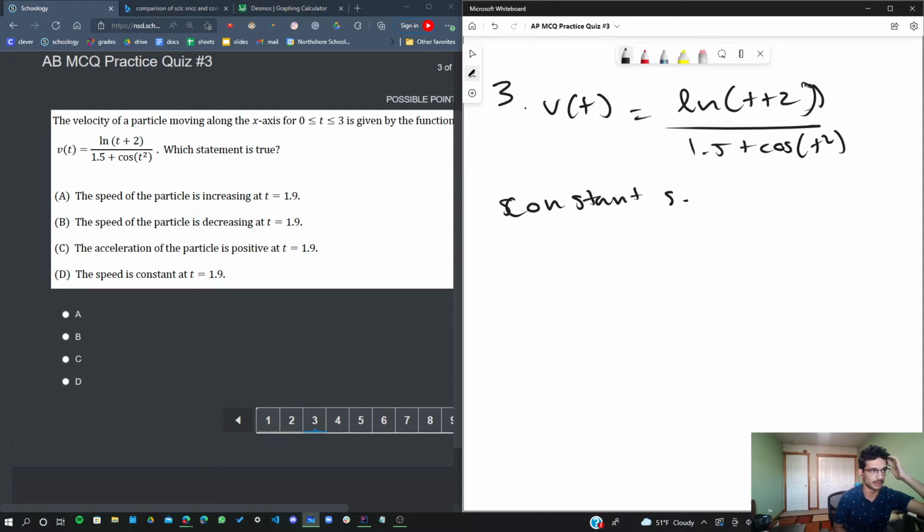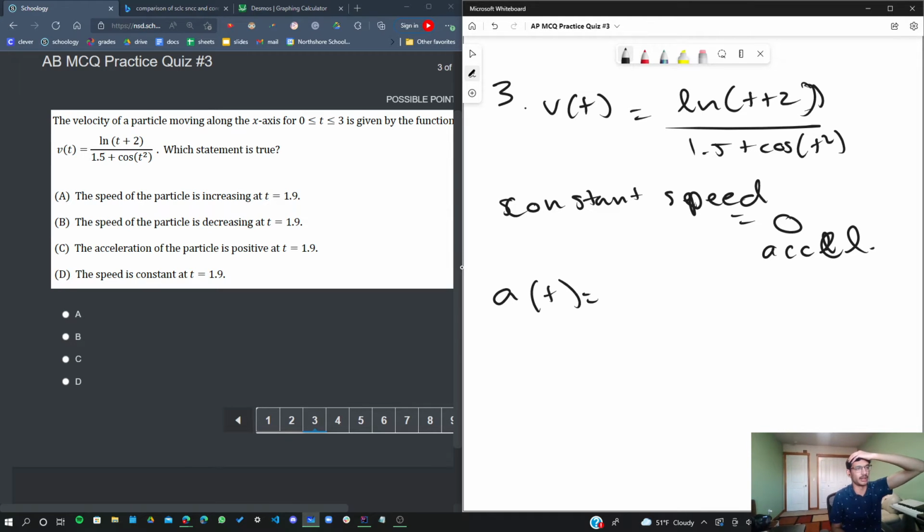Speed is 0 acceleration. I'm just going to say accel. So let's say the speed is not increasing or decreasing. Speed is acceleration. So they're all talking about acceleration. So I'm going to find the acceleration, right? I don't think I could do this on the Desmos. But here what I'm going to do is type in math8, say d dx, and then I'm going to put in this entire thing.